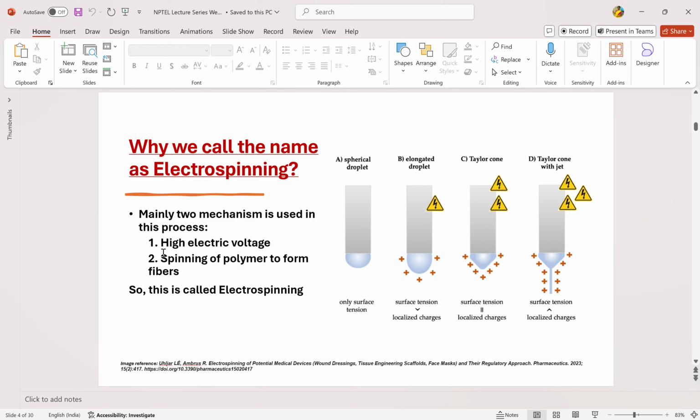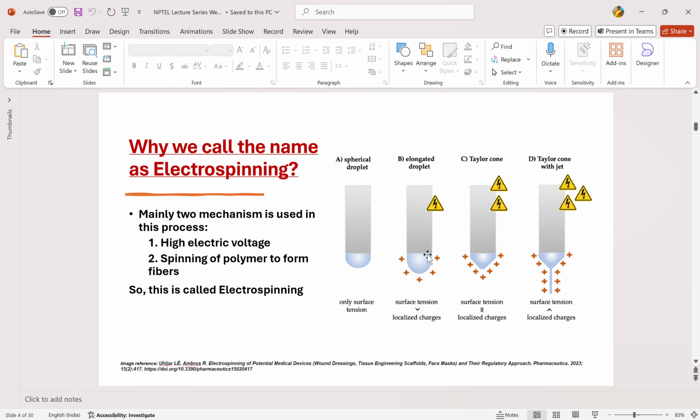So how are we spinning the polymers? If you have a plate collector, then you are not spinning the polymer. The plate collector will directly collect your nanofibers in random directions. But if you have a drum collector, then the drum will be rotating and you will be collecting your nanofibers in a particular direction. Okay, so they will be arranged in a particular direction.